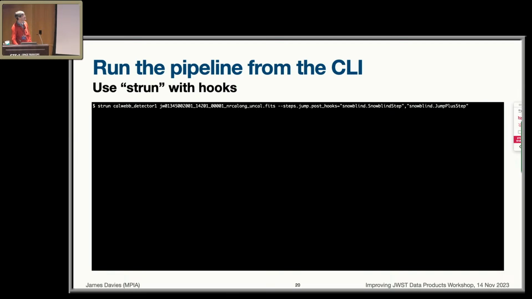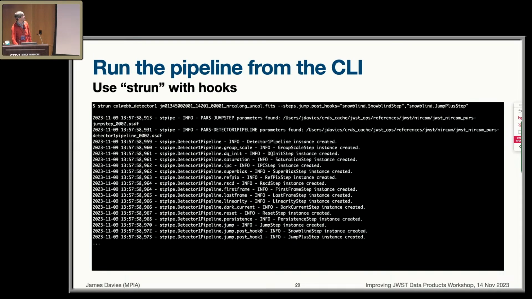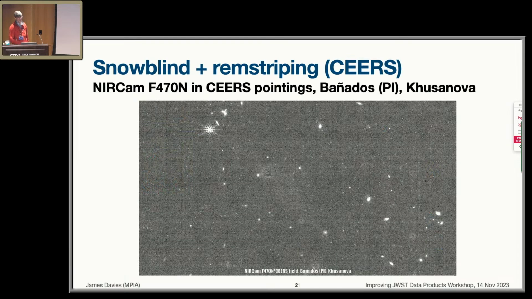And of course, I can actually run the pipeline, the Cal Web detector1 pipeline, with those post hooks on the command line as well, exactly the same as we did before. And it runs, and everything is successful. So this is useful. This is nice. I use this command line interface a lot to oftentimes get just the help of trying to remember what the interfaces are.